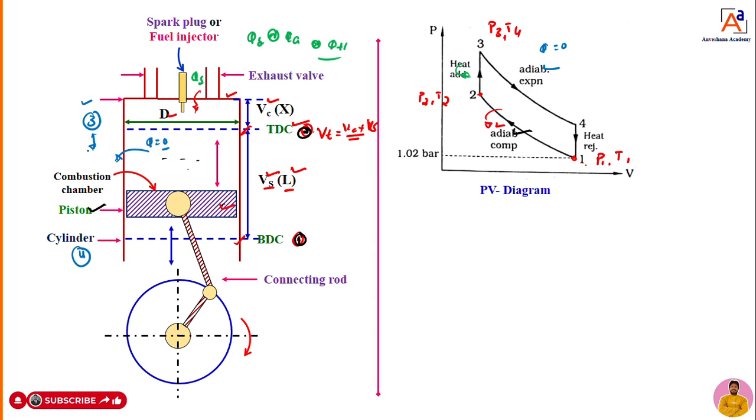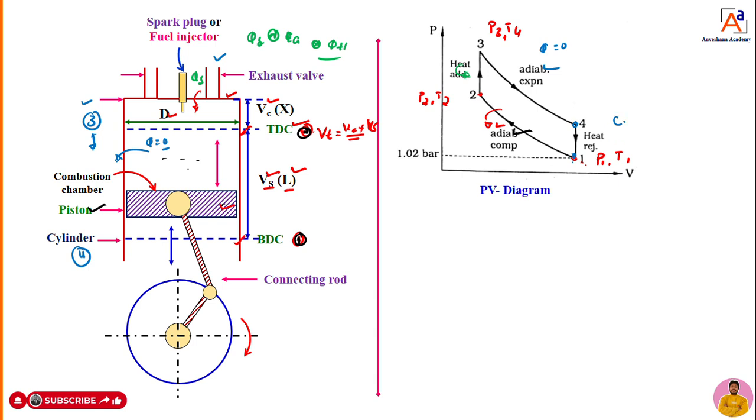Once the piston reaches 4, what we are going to do is open the exhaust valve. Once the exhaust valve is opened, hot gas comes out. If the hot gas is coming out, heat is getting rejected. That process we can call 4 to 1. The heat is getting rejected.